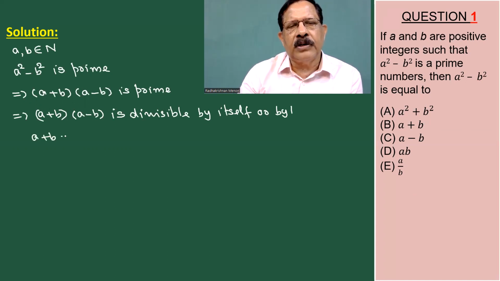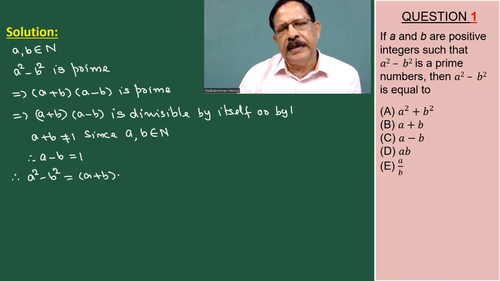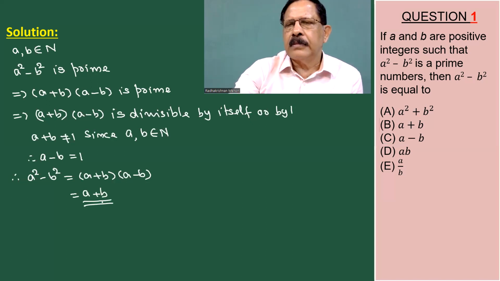A plus B not equal to 1, since A, B belong to natural numbers. Therefore A minus B is equal to 1. Now, in that case, A squared minus B squared is equal to A plus B into A minus B. A minus B is equal to 1. So A plus B into 1, which is nothing but A plus B. So answer for that question is option B.